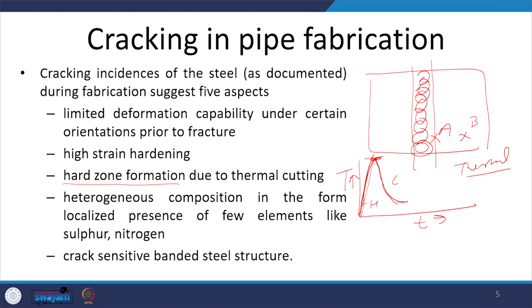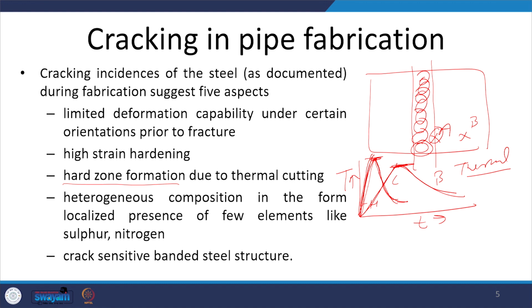So, if we take the point A along the cut edge, the rate of heating is very high and the rate of cooling is also very high. If we take the point B, then the rate of heating will be slow, and the rate of cooling will also be slow, because this is a little away. Okay. So, this is the thermal cycle for B. The peak temperature is also lower, the rate of heating is slow and the rate of cooling is also slow. So, the thing is, metal away from the cut edge will be subjected to a different kind of thermal cycle.